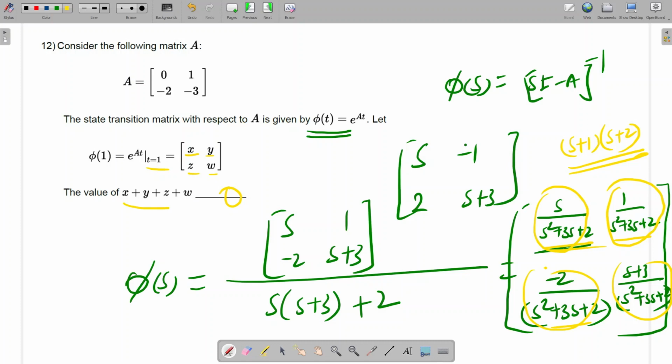Should I solve this or can you do it? You can do, sir. Should I solve? No, sir.